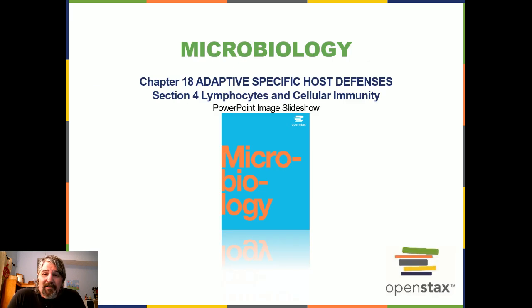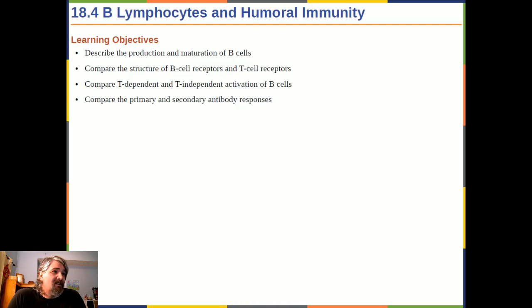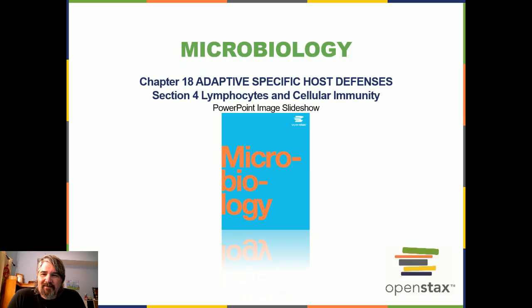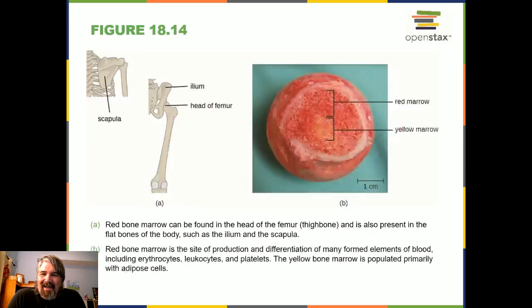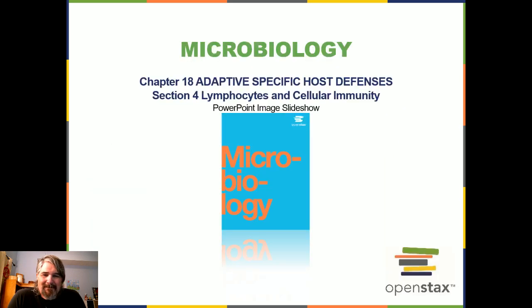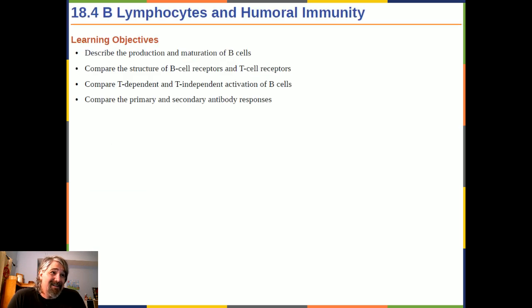So lymphocytes and cellular immunity. That's section 4. B lymphocytes and... wait, that should be lymphocytes and humoral immunity. All right, production and maturation of B cells. Comparing the structure of B cells, B cell receptors and T cell receptors, T dependent, T independent activation of B cells, and the primary and secondary antibody response, which is slightly more detailed than right at the introduction.